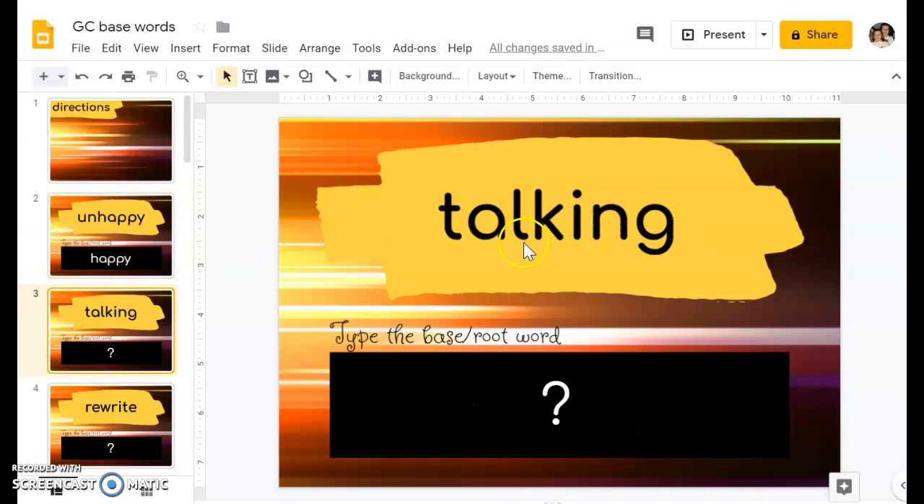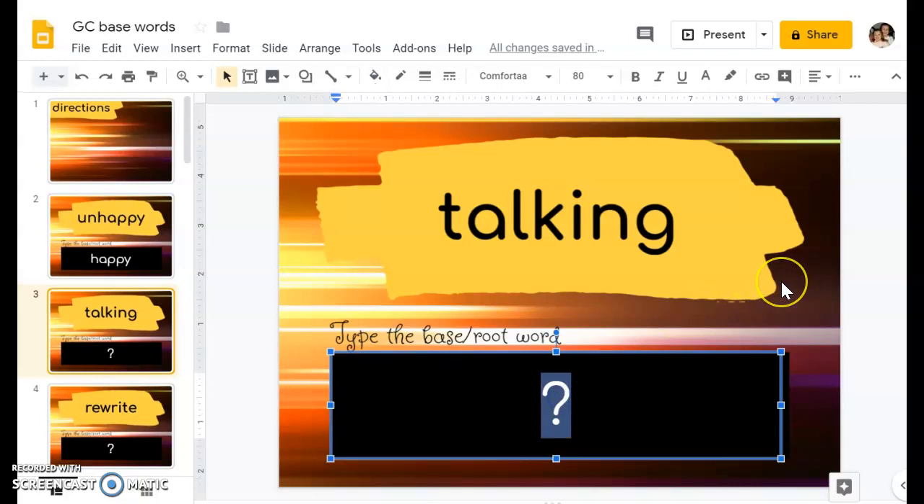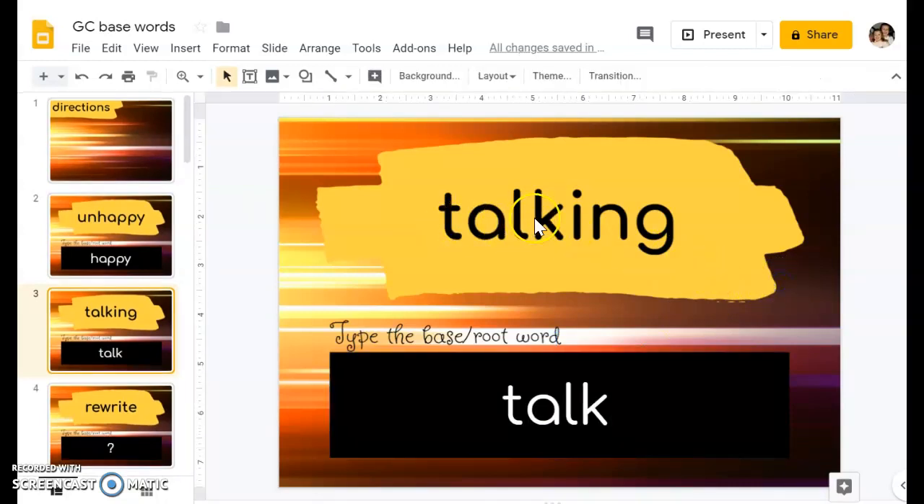Let's try another one. This word is the word talking. I'm going to do the same thing, but this time it has a suffix, which means ing at the end. So without the suffix, the base word or the root word is talk. So I'm going to double click the question mark so I can type the word talk, T-A-L-K. And again, I'm just looking right up here to spell the base word correctly.